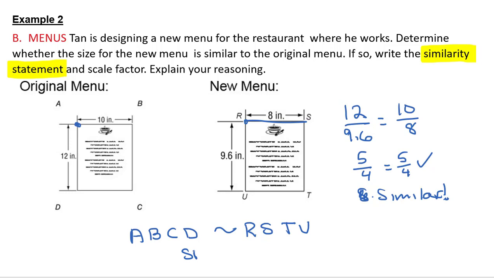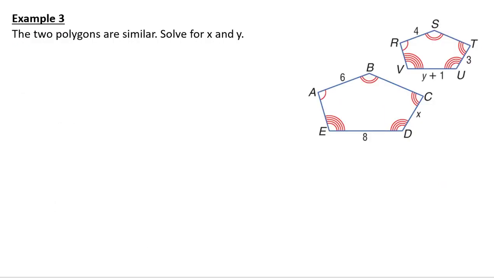What's my scale factor? Well, that's the ratio of the sides. I found that right here. So my scale factor is 5/4. Okay, my two polygons are similar. Solve for x and y.